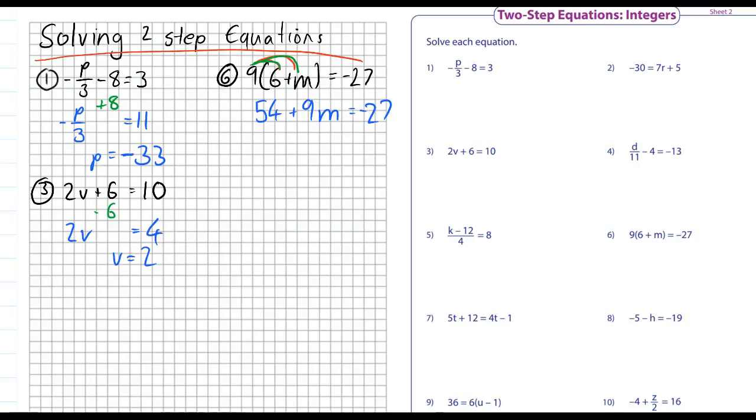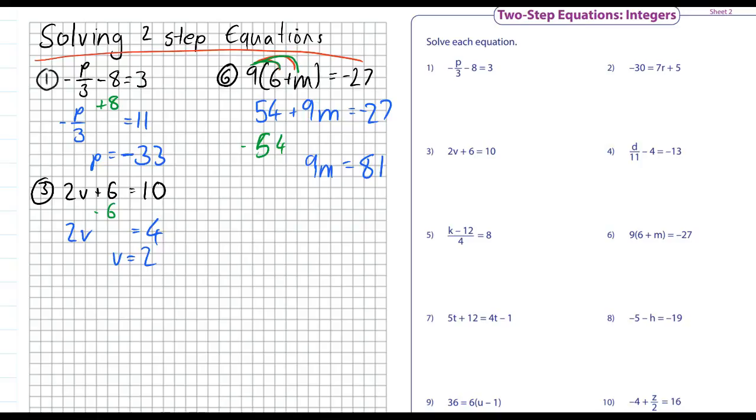Now I need to take away 54 from both sides. If I have a positive 54 at the top, and I take away 54, that cancels. So I'm left with 9m equals, I've got to do the same to the minus 27 to keep it fair. So minus 27, take away another 54, that's going to be even more negative, and that's going to give me minus 81. So 9m equals negative 81.